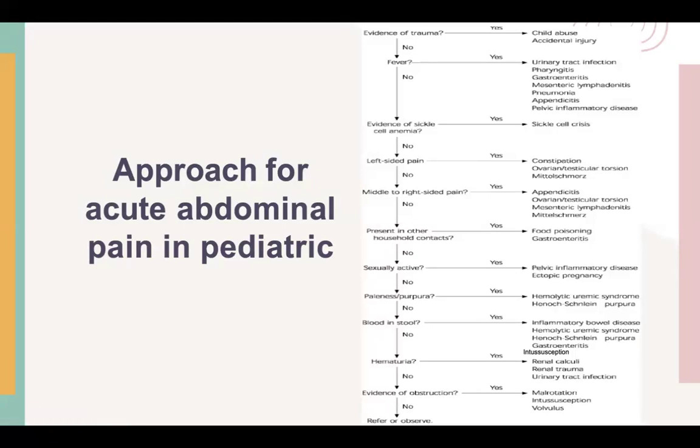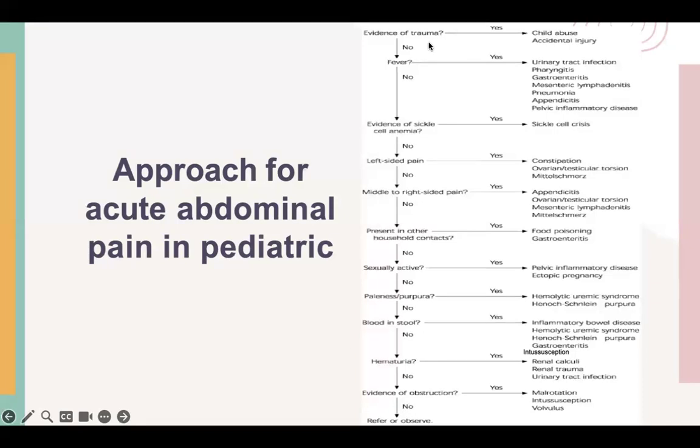Painless purpura, then you need to look at hemolytic uremic syndrome and Henoch-Schonlein purpura. Blood in stool, it can be inflammatory bowel disease, dysentery, or HSP as well. Any hematuria, look for renal calculi, renal trauma, urinary tract infection. Evidence of obstruction suggests malrotation, intussusception, volvulus. And if nothing is found, then look for other causes like functional pain.